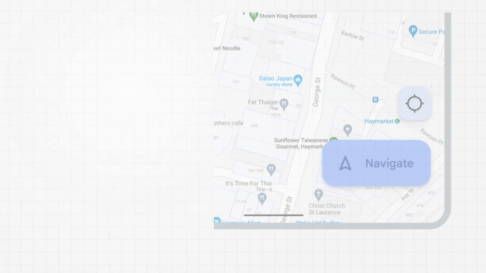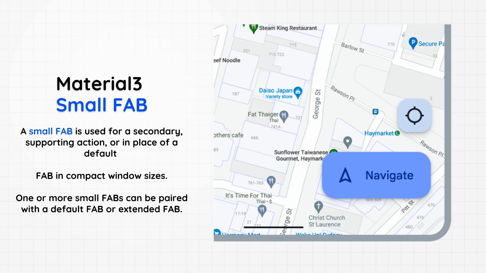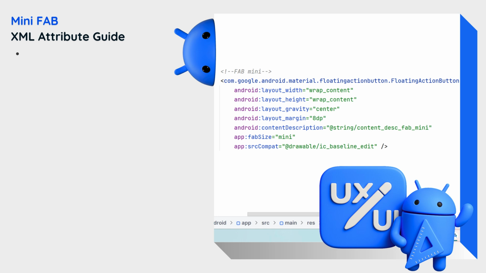In Material 3, a small FAB is used for secondary or supporting actions. It's also a great choice when screen space is limited, like in compact window sizes. You can pair one or more small FABs with a regular or extended FAB to offer extra actions without overwhelming the layout. Small FABs keep your design flexible, clean, and responsive, even on smaller screens.